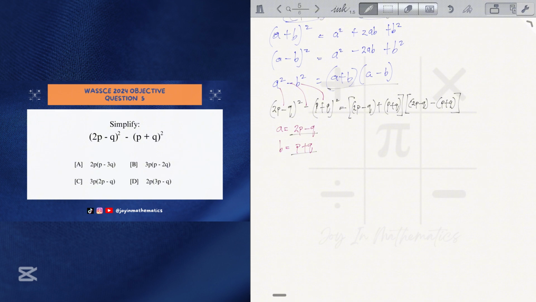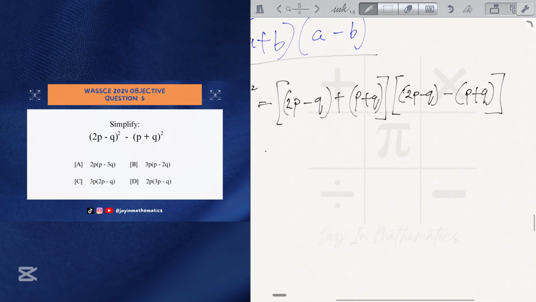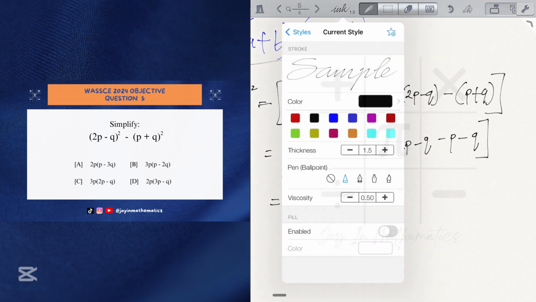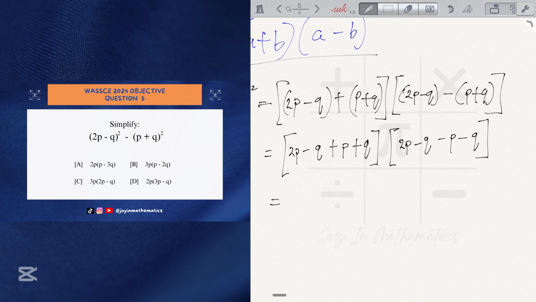Now with that, let's simplify further. Let's zoom in, and we will have 2p, let's open the brackets, minus q. 2p minus q, opening brackets is positive, we have p plus q. Similarly, let's open the brackets here with negative, so we have 2p minus q minus p minus q. So simplifying further, this negative p will nullify positive p, negative q will nullify positive q, and similarly we would simplify this other side.